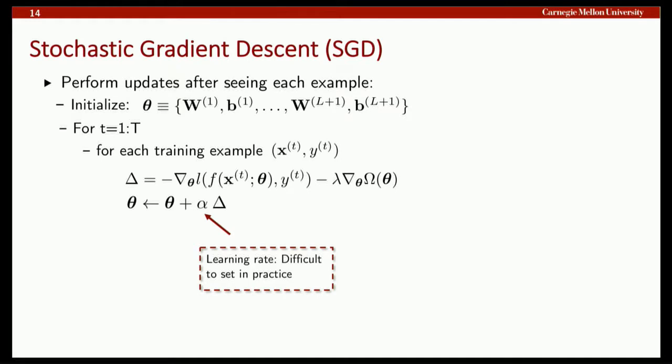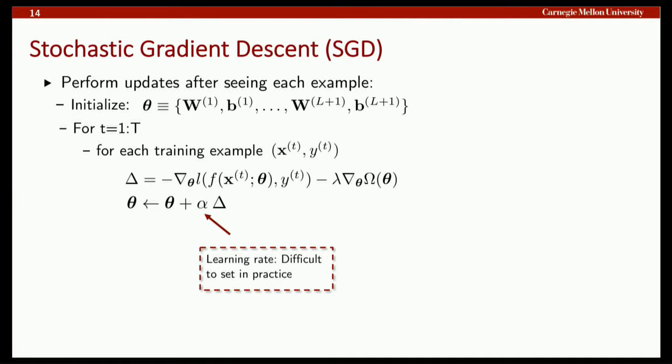Now, how would we set the learning rate in practice? That's actually one of the bigger challenges for training these models. And in practice, there is a joke that goes around that says your learning rate should be 0.01 or it should be 0.001. So generally, one of those two values actually works reasonably well.